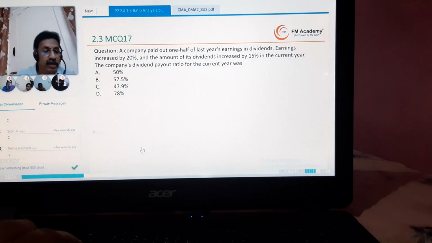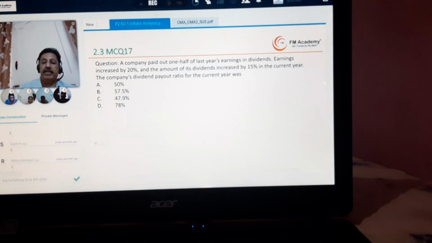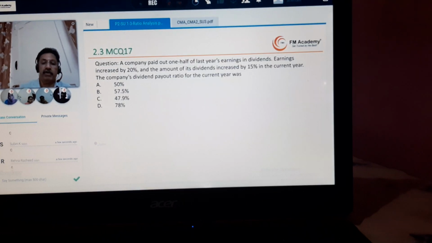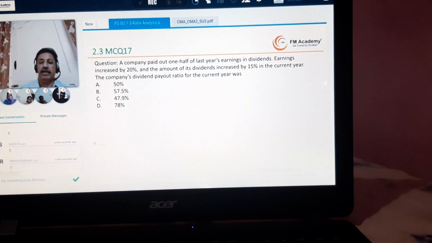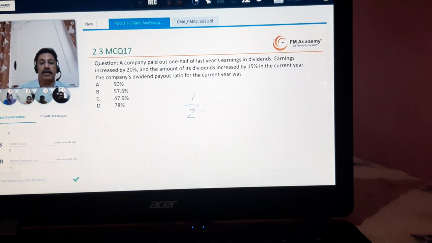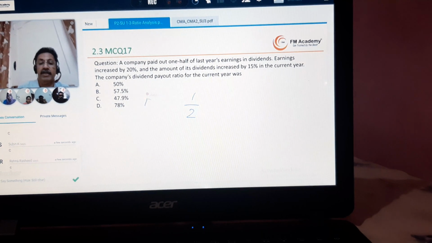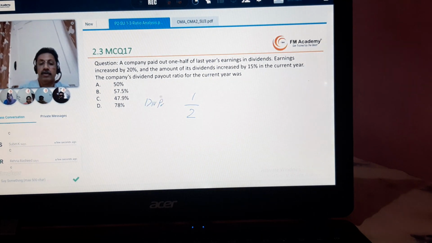Some of you are getting the answer. So the company paid half, which means 50% was the dividend payout ratio last year. So 1 by 2 was last year's dividend. Earnings increased by 20%. So this is what the dividend payout ratio means. Dividend payout ratio, right?